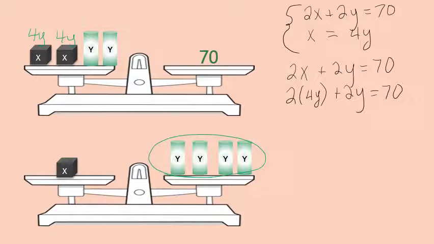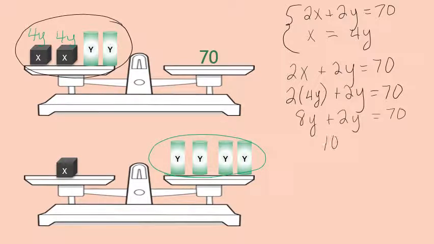When I go back to the picture, how many y's are on this side? 4 and 4 is 8, 9, 10. Let's check with our algebra. 2 times 4 is 8y plus 2y. Yep, we get 10y equals 70. Dividing both sides by 10, y is equal to 7.